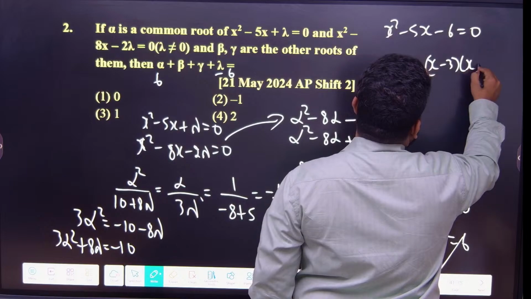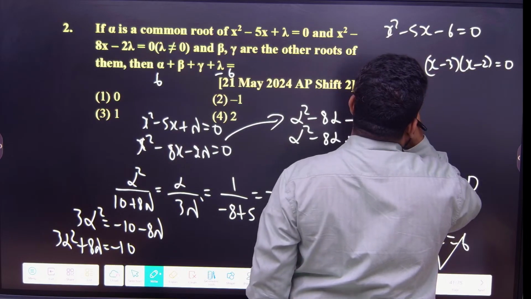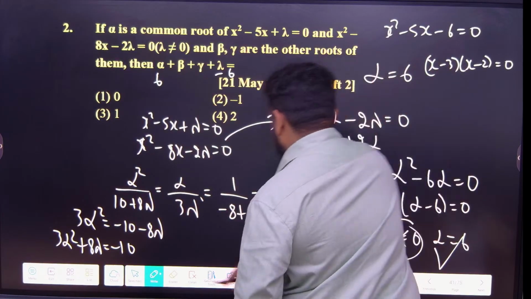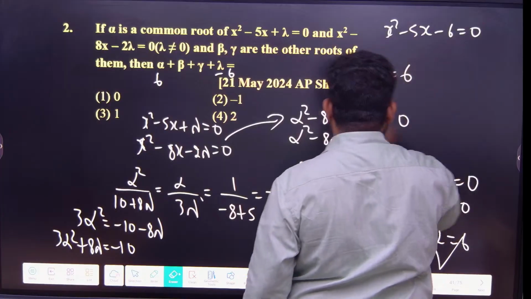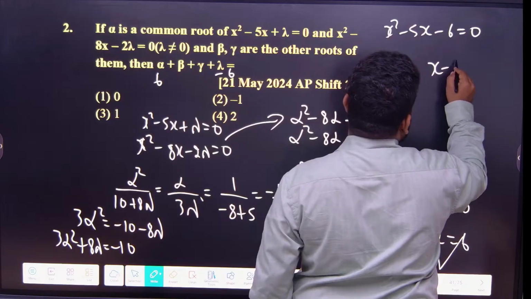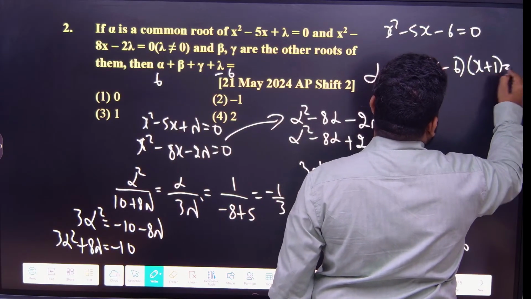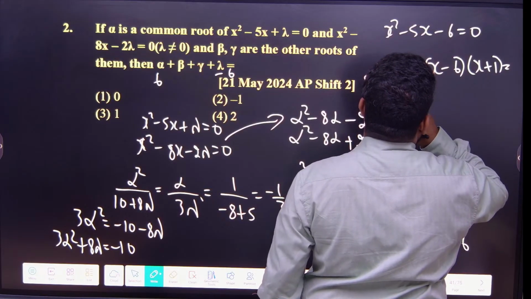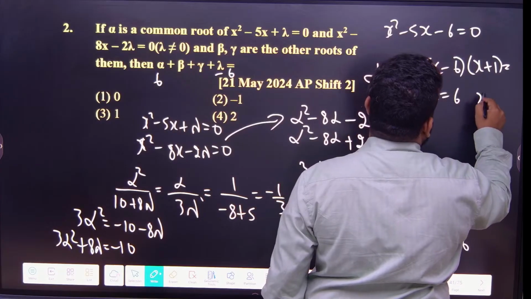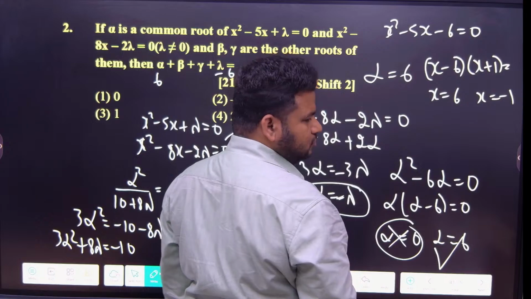Correct na? Yes or no? No, huh? What will you get on solving this? Minus 6, if you want to get it, it is not correct. Minus 6 plus 1. This will be x minus 6 into x plus 1. Correct now? X is equal to 6, x is equal to minus 1 we will get.